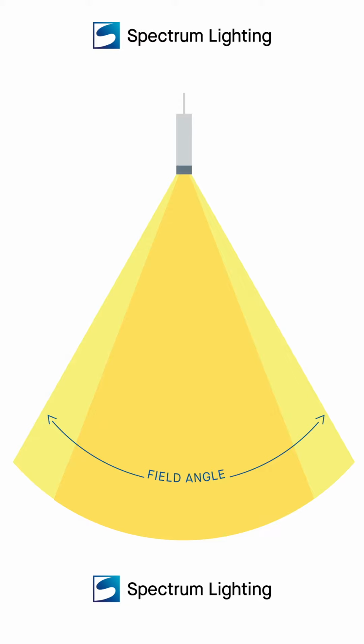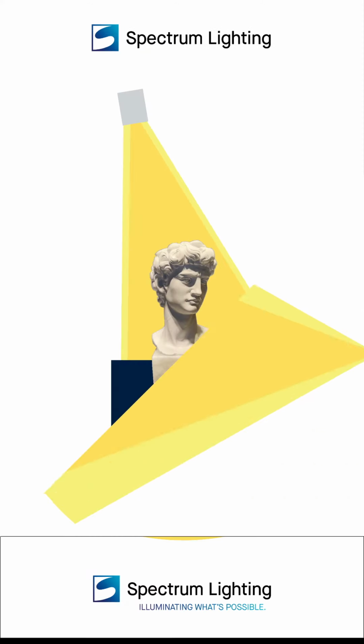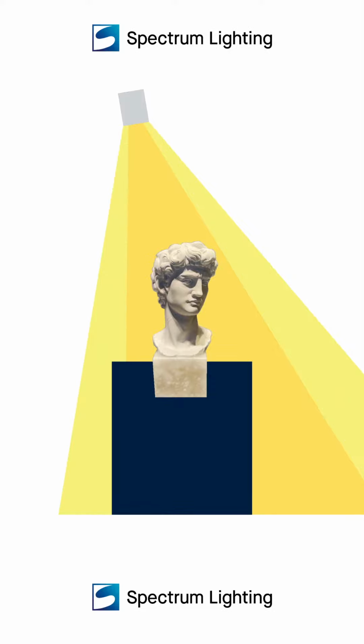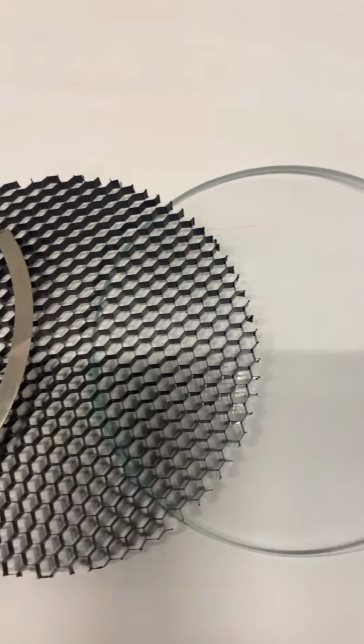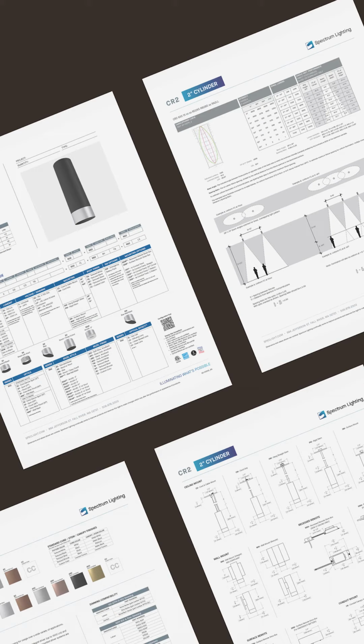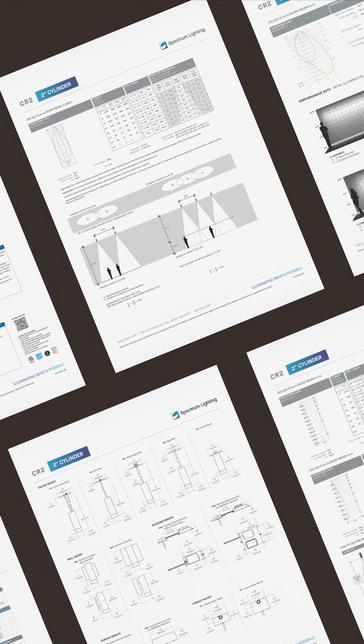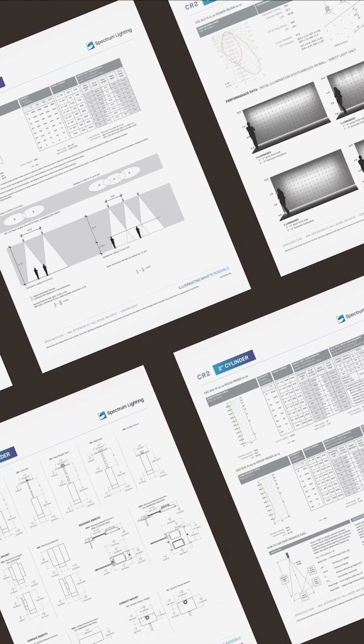Field angle is the angle at which the optic produces 10% of the maximum center beam candle power. The resulting spill light pattern is often referred to as the visual edge. In the design of directional light fixtures, it is desirable to have minimal field angle spill light. When there is a wide field angle, accessories such as louvers, barn doors, and snoots can come in handy. Our spec sheets provide detailed information, and photometrics are posted online.